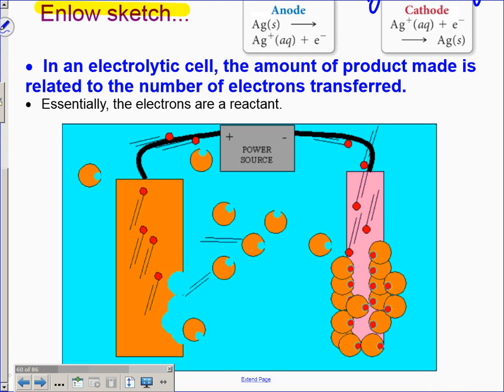Okay, so this was just a fact, because we're going to talk about this stoichiometry in a second. The amount of product that's plated, so you can see my little diagram down here.